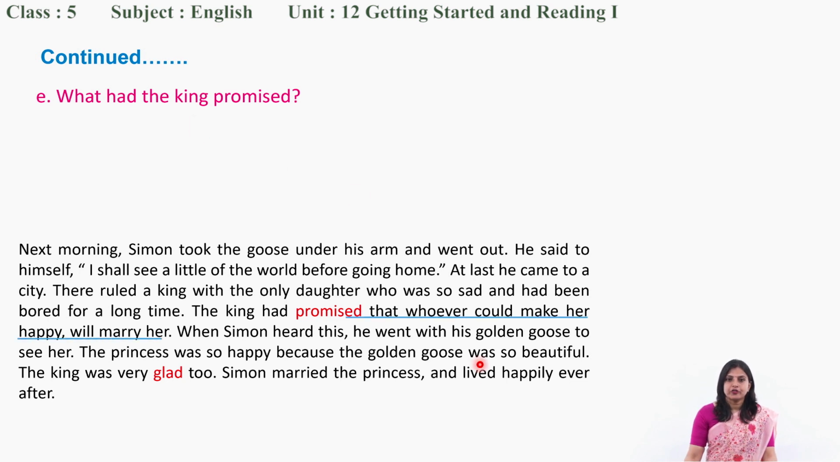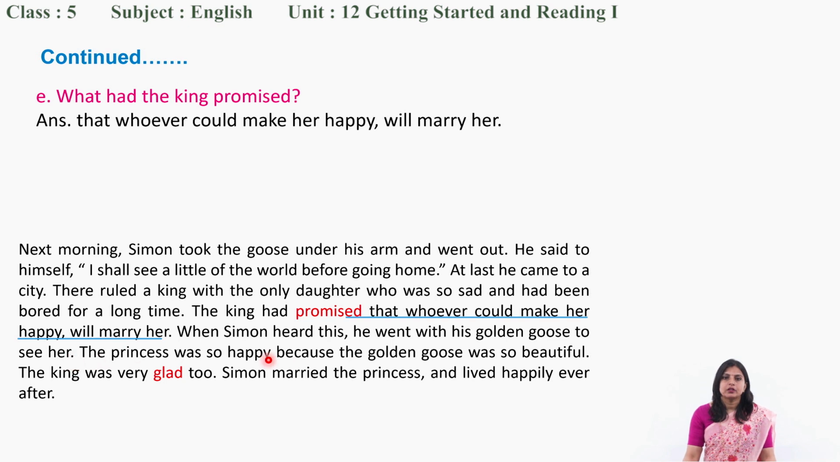Good. He had promised that whoever could make her, means his daughter, whoever could make her happy will marry her. Okay. So, you should write, the king had promised that whoever could make his daughter happy will marry her. That was the promise the king had made.